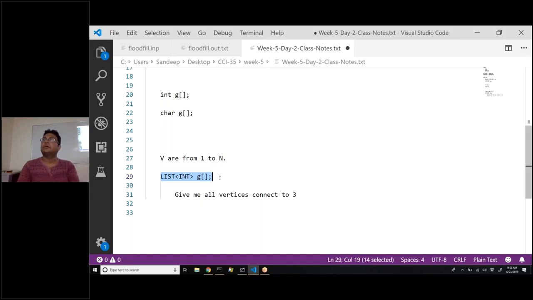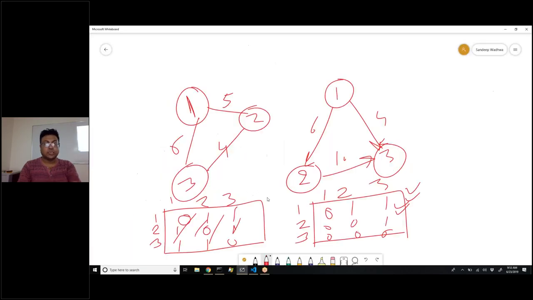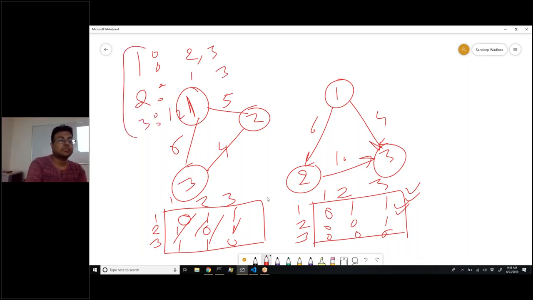Undirected, no weight. Because here what we are storing is, if 1 is connected to 2, we are saying 1 has a list which has 2 and 3. This is 1's list. 2 has a list which is 1 and 3. 3 has a list which is 1 and 2. Can we say that this is the adjacency list representation of this graph?